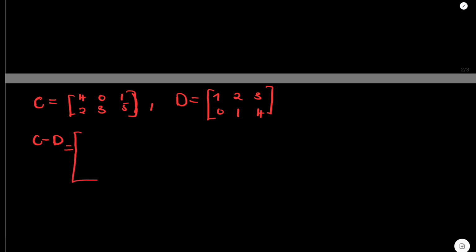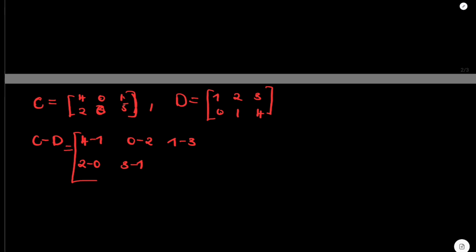Remember, we are taking the elements in their corresponding position. So we take the first 4. Which element is its corresponding element in the matrix D? We have 1. We subtract 4 minus 1. We take 0. We can see that it is 2. 0 minus 2. We take 1. 1 minus 3. We go to the next 2. 2 and 0 are corresponding elements, so we can subtract them. 2 minus 0. We take the next 3. 3 minus 1. And we take the last element 5. 5 minus 4.